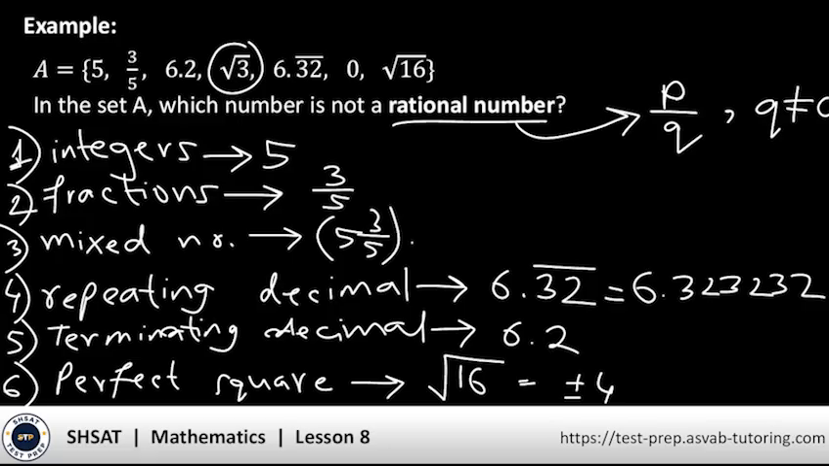Why? Because when you take square roots of these, you are not going to get a single integer or a single digit. The number is going to continue on and on and on, which means that square root of 3, according to the question, is our answer. This is the number that's not rational. Got it? Let's move on.